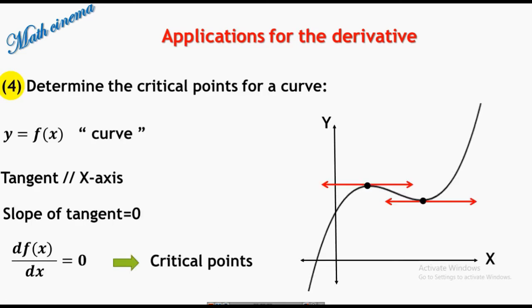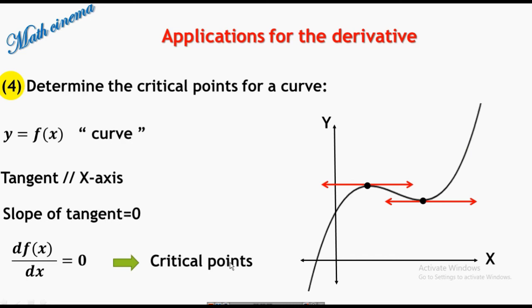Now we have the fourth application. Determine the critical points for a curve. The critical points are the points where the curve is flipped. Here we have the curve is increasing, and after this point it becomes decreasing, and after this point it becomes increasing again. Also, the critical points are the points where the tangent is parallel to x-axis. And when a line is parallel to x-axis, then its slope equals 0.